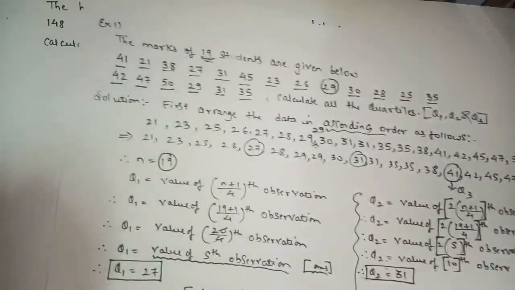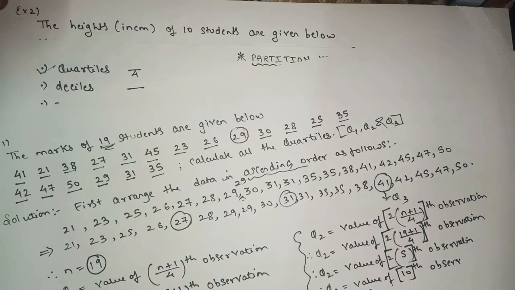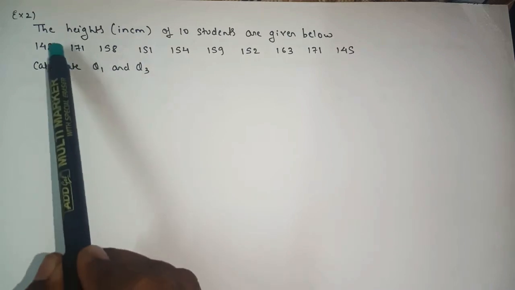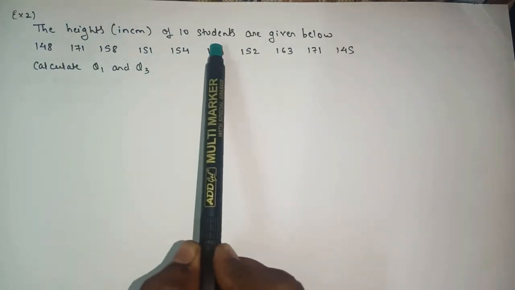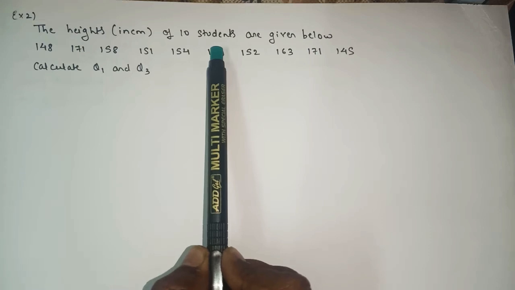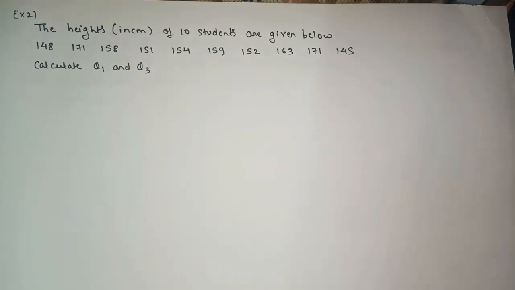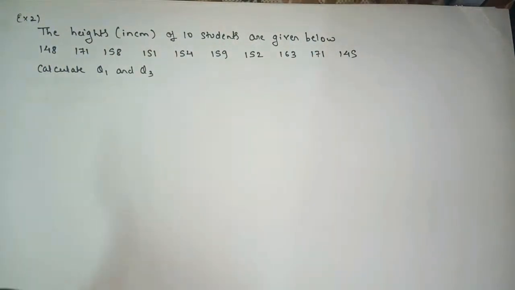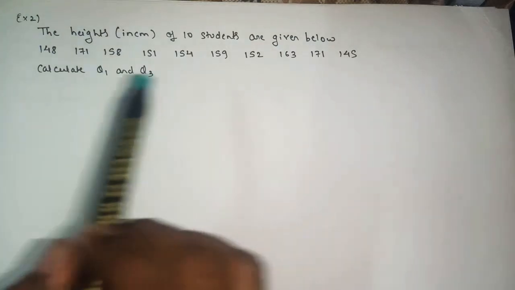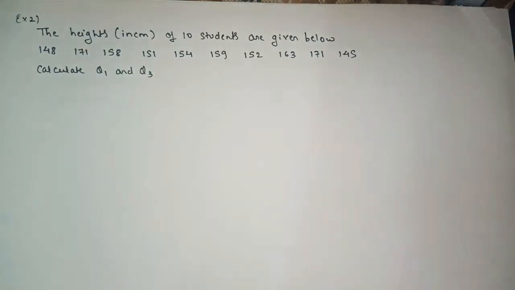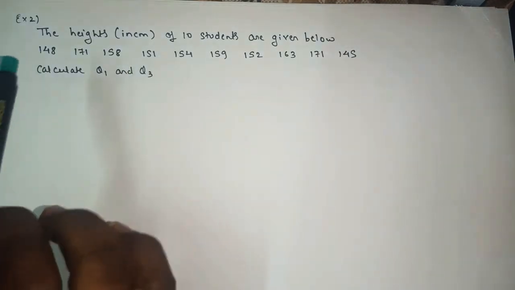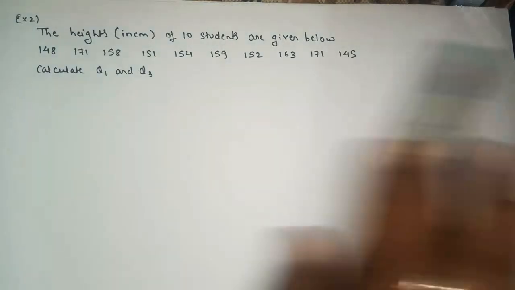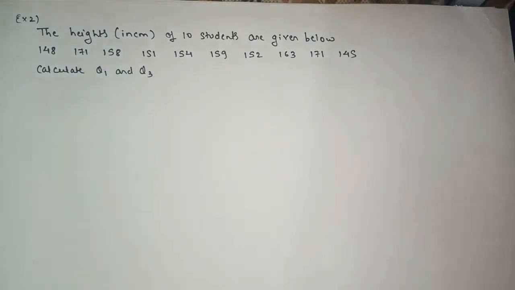Here we'll take one more example based on the same type, type number 1. Here also we have some numbers, and it says the heights in centimeters of 10 students are given below: 148, 171, and so on. In this sum we have to find only Q1 and Q3. For this sum we don't have to find Q2. Remember, it is simply mentioned that you have to find Q1 and Q3.